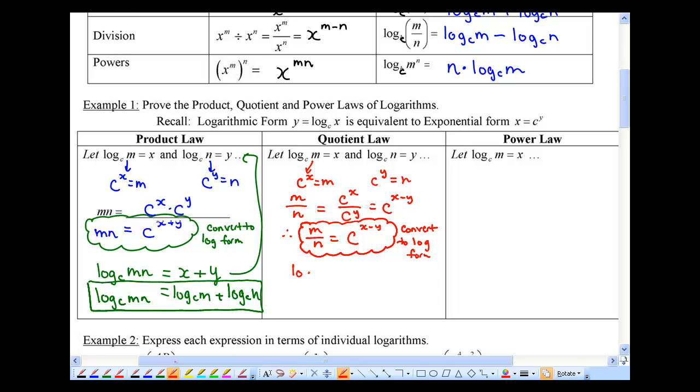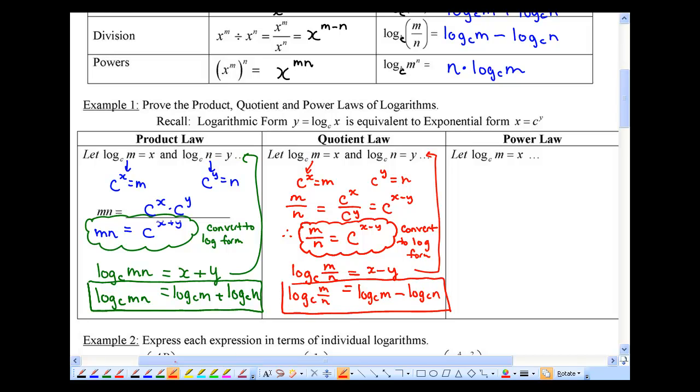So log base c of m over n equals x minus y. And lo and behold, we're going to make the substitution from above again. So here we go. We have log base c m minus log base c n. And you got it. That's the same as the division. Ta-da!